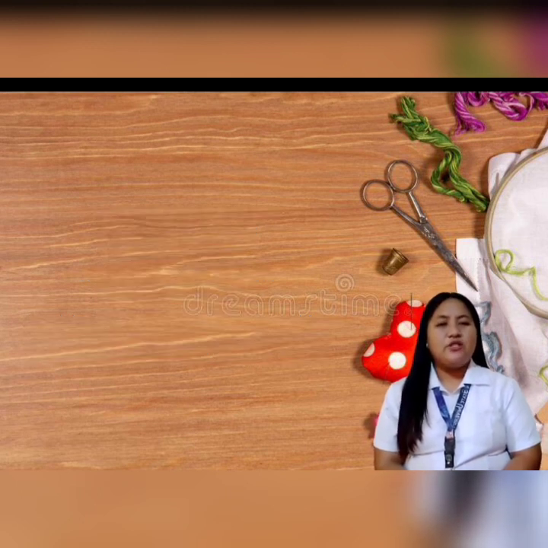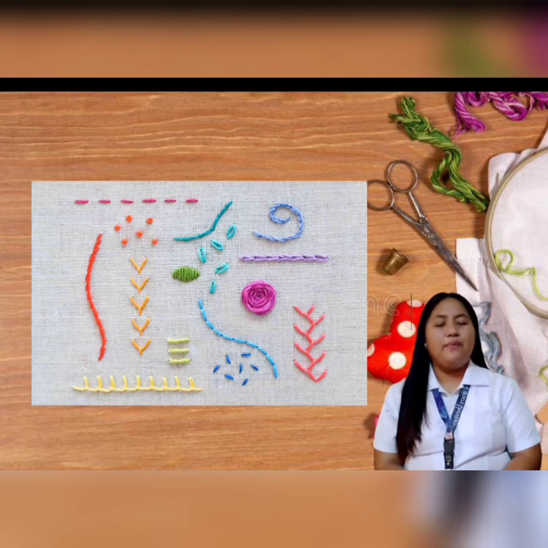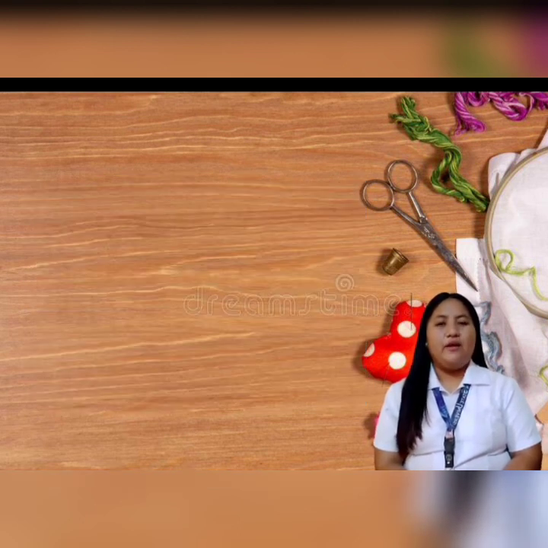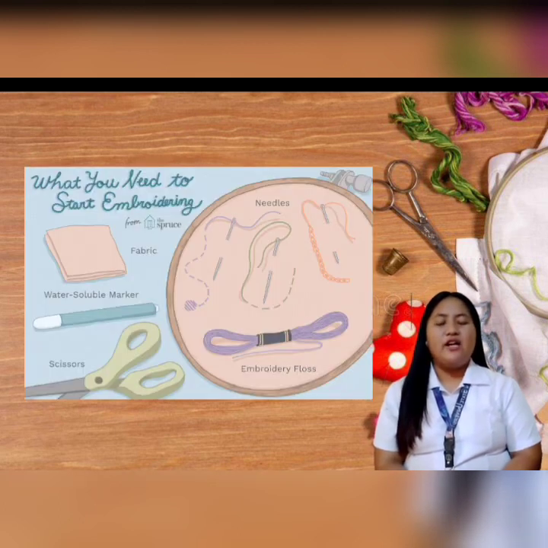Now, let's start to learn the 10 different sample stitches that we can use to create embroidery designs. But before that, let us all know what materials are needed in creating stitches for embroidery. The first ones are the needle, the embroidery floss, the hoop, and the fabric, and we are using the fabric called canvas.